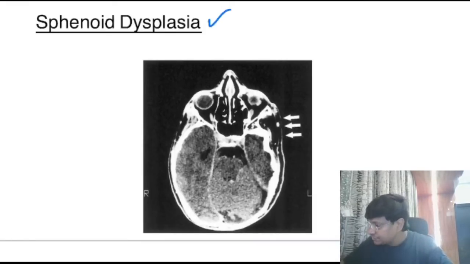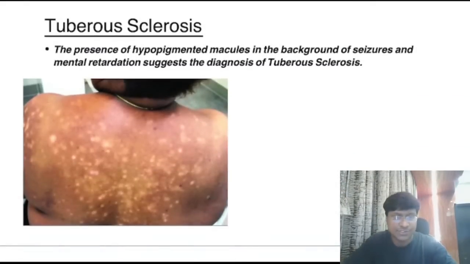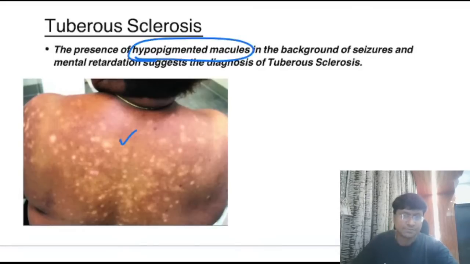Now, apart from this, one of the other options that you are having is tuberous sclerosis. In tuberous sclerosis, you have the presence of hypopigmented macules.